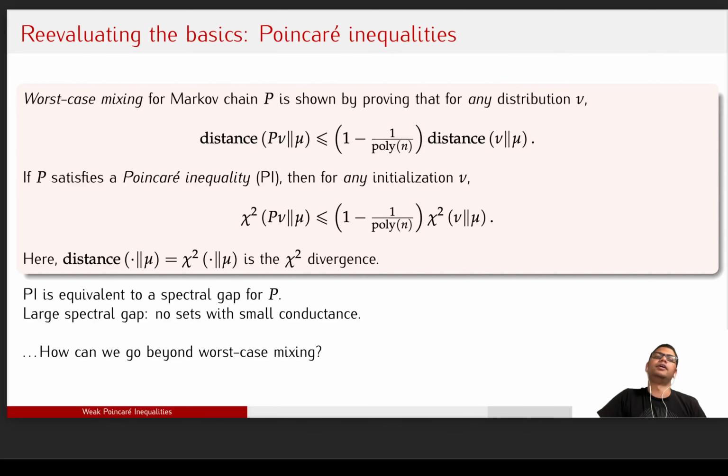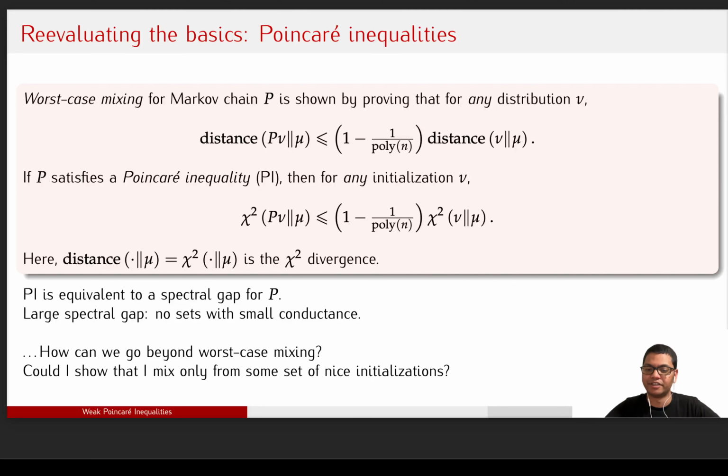Okay, so all of this seems like a very worst case guarantee. We're saying for a worst case initialization, you get this contraction. Or for a worst case chosen set, you still have good expansion. So how can we go beyond worst case mixing? And in particular, is it possible to develop tools that can let us understand situations where you mix only from some nice set of initializations?